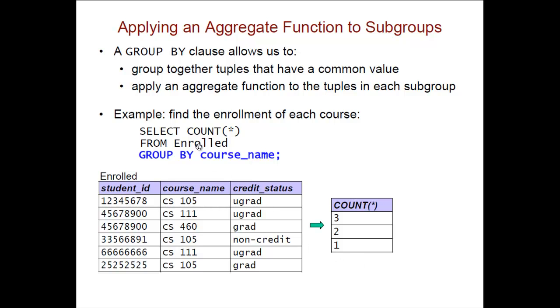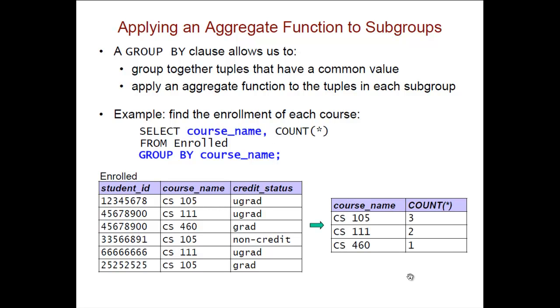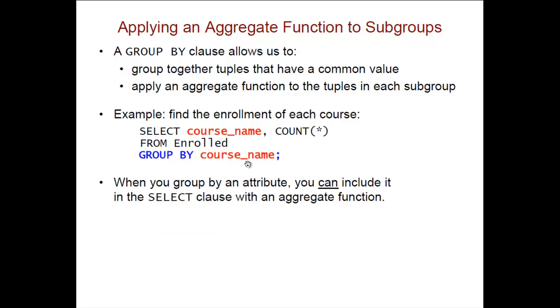And obviously it's going to be more helpful if we know which course is which. To do that, we can come up in our select clause and add course name, and then the result will look like this. So you can see that one subgroup involves the rows in which course name is CS105. There are 3 of those rows, and there are 2 rows in which course name is CS111, and 1 row in which course name is CS460. Now, it may seem odd that we're putting a column name with an aggregate, but you're allowed to do that if you are grouping by that column name. So as long as the column name is in the group by clause, it's okay for it to be in the select clause with an aggregate.